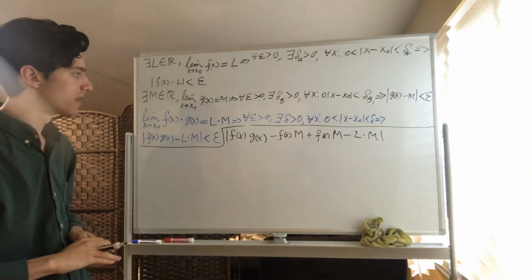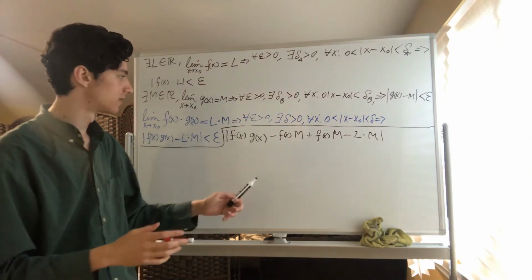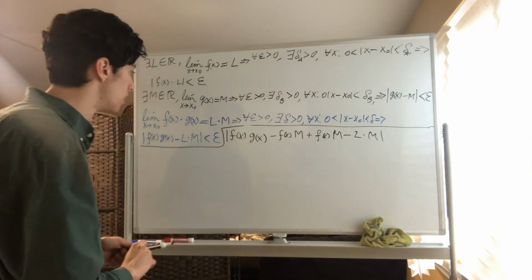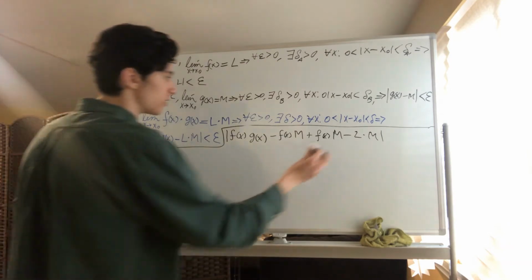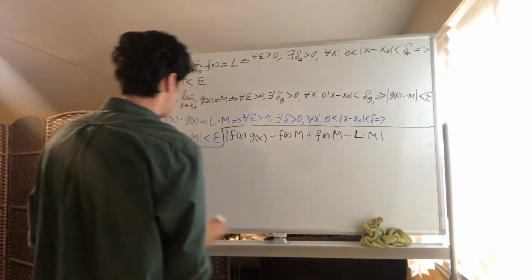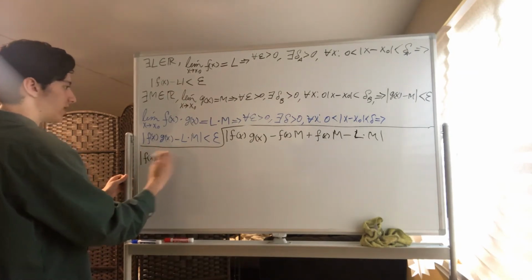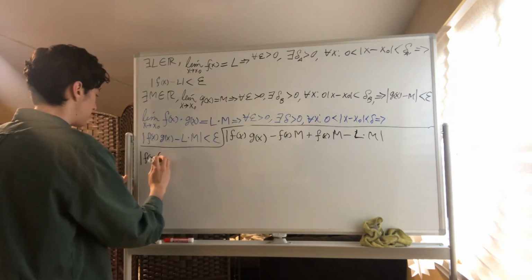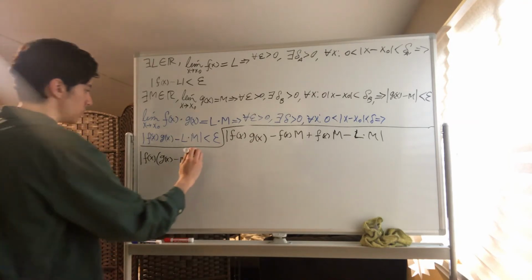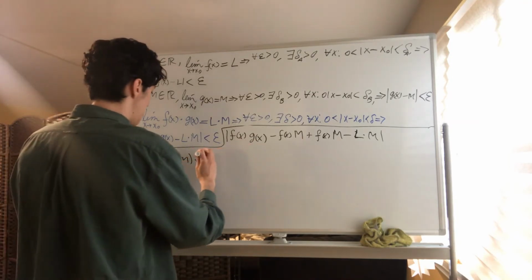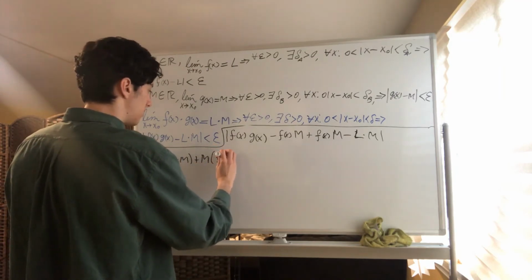So we have this thing in our absolute value, and let's factor some terms out to make this a little bit easier to look at. So in our first two terms, we can factor out an f of x, and in our second two terms, we can factor out an m. So we have the absolute value of f of x times g of x minus m, and then we can add to this an m times f of x minus L.